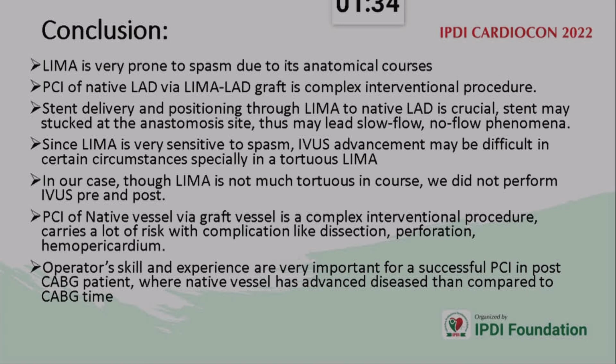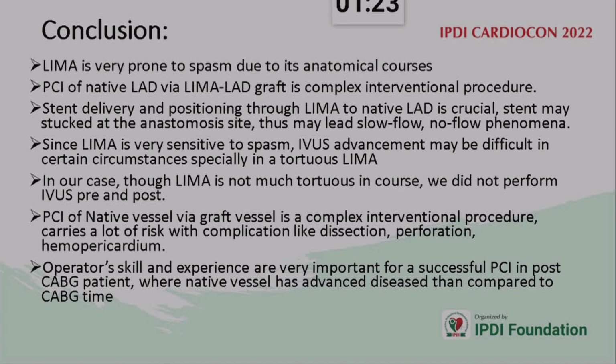In conclusion, LIMA is very prone to spasm due to its anatomical course. PCI of native LAD via LIMA to LAD graft is a complex interventional procedure. Stent delivery and positioning through LIMA to native LAD is crucial. The stent may get stuck at the anastomosis site, thus may lead to slow flow, no-flow phenomena. Since LIMA is very sensitive to spasm, IVUS advancement may be difficult in certain circumstances, especially in a tortuous LIMA. In our case, though LIMA is not much tortuous in course, we did not perform IVUS pre and post.